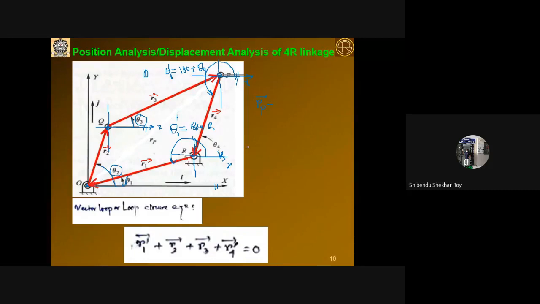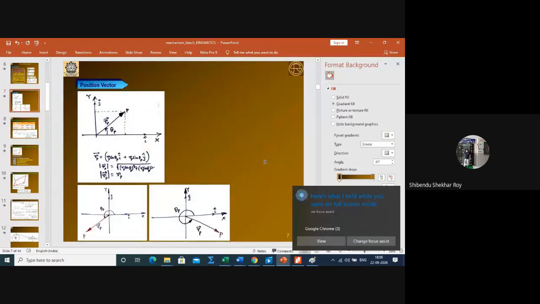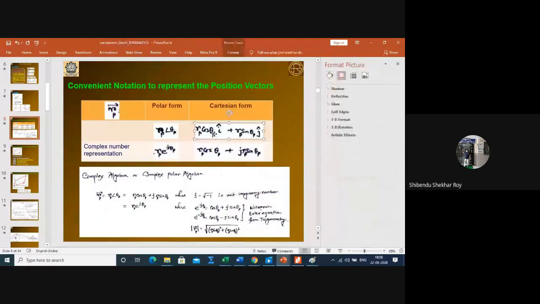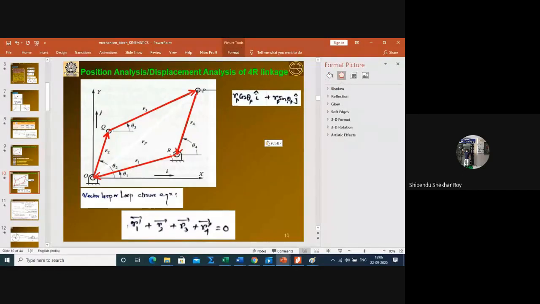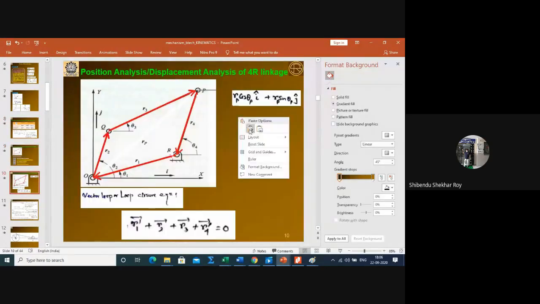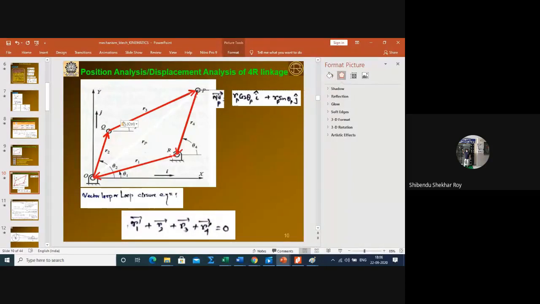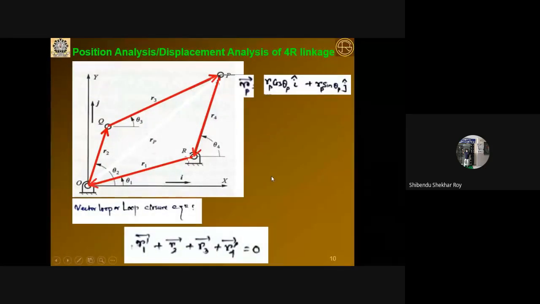So theta p, in the generalized way, the vector r p equals, you already know that, r p cos theta p i unit vector plus r p sin theta p j unit vector.